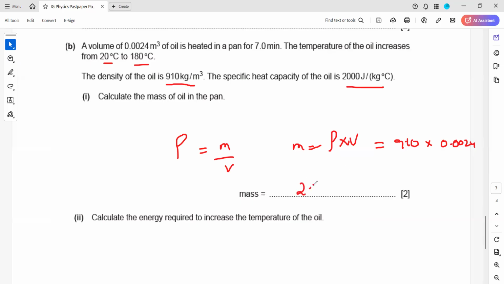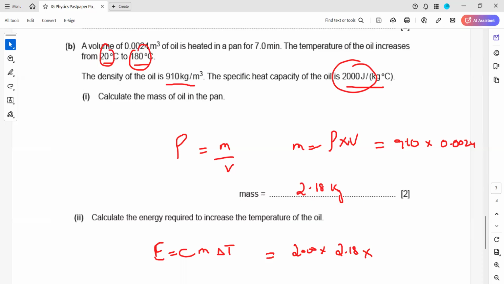So 2.18 kg we can write, rounded off. Then calculate the increase in energy. That is the specific heat times mass times temperature change. The specific heat of the oil is given as 2000. The mass of the oil, which we calculated in the previous part, is 2.18 or 2.2. And the temperature change here: it started from 20 and ended at 180, so the temperature change is 160.